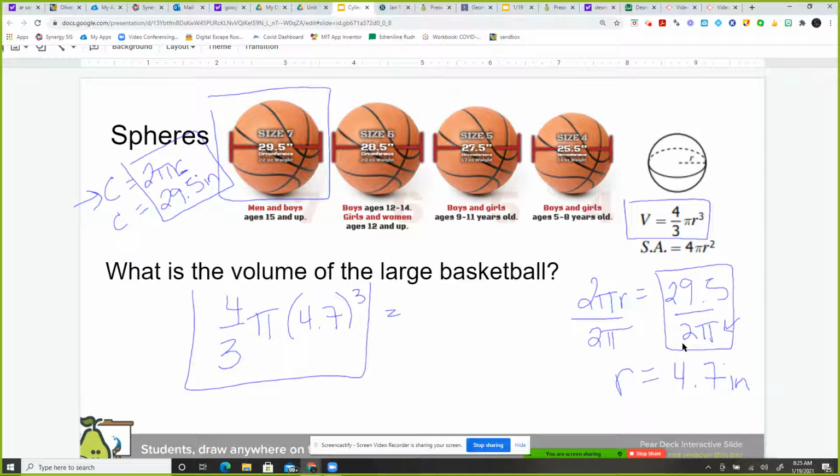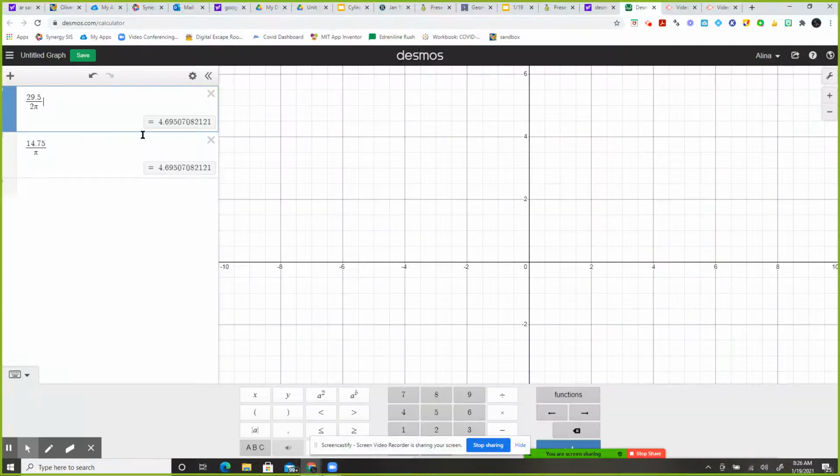So then when you put all this in the calculator, you're going to do 4/3 times pi times 4.7 cubed. That gives 434.9.